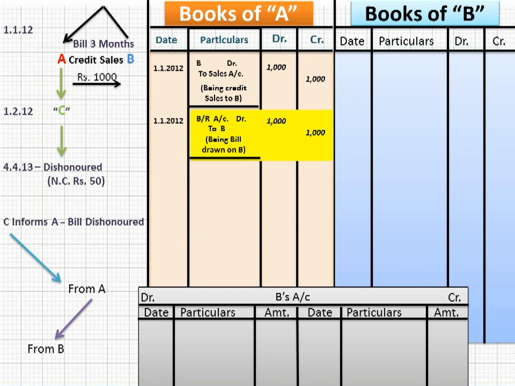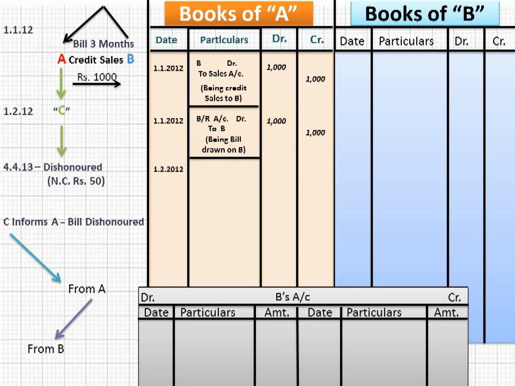Why BR account debit? If you look at the journal entry rules, what is the rule? Debit all expenses and losses? No. Debit what comes in? Yes. What you have got? You have got the bill. So bill has been debited. Then credit all incomes and gains? No. Credit what goes out? No. Credit the giver. Who is the giver? B. So to B. In this way, this journal entry has been made. So what will be the narration? Being bill drawn on B.